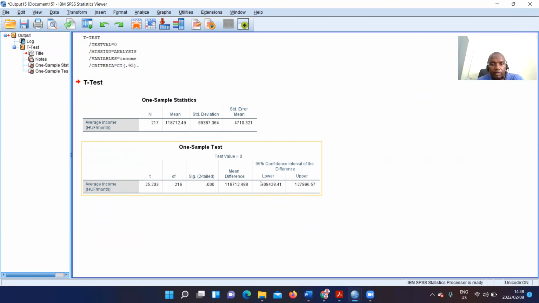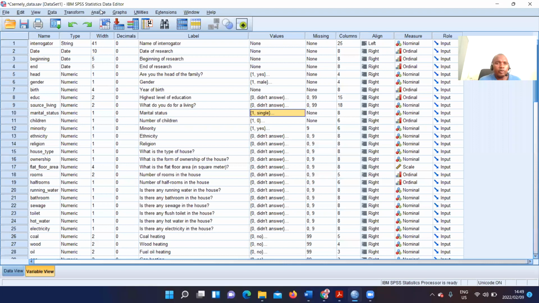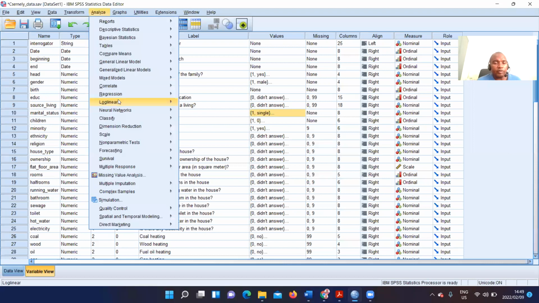The lower bound is 109,428.41 Hungarian forints, and the upper bound is 127,996.57 Hungarian forint. And then we can also do the same for the 95% confidence interval of, say, total expenditure.